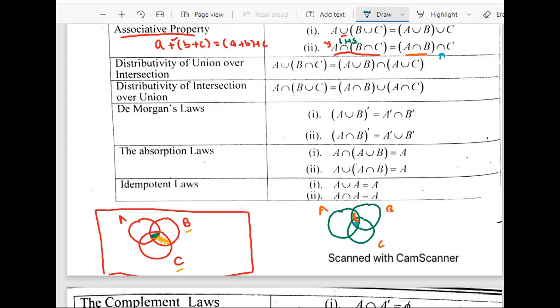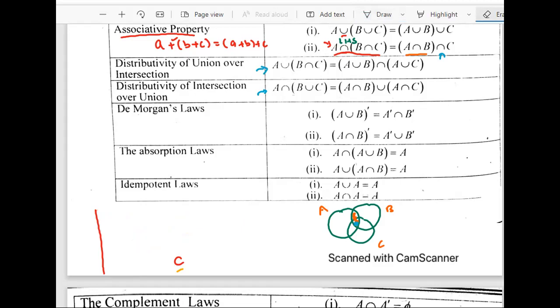So let's talk about the next one, distributivity of union over intersection. Now this is a complicated term, but this is basically the distributive property over union and over intersection, which we have been doing for addition and multiplication, right? That is, we know that A into B plus C is basically A multiplied by B plus A multiplied by C. Okay.